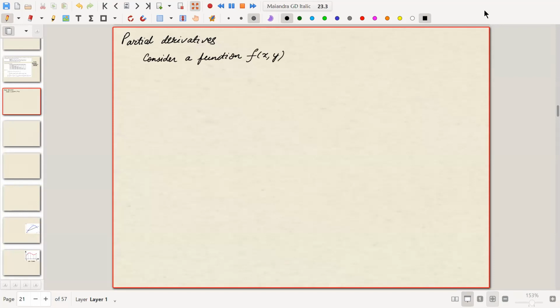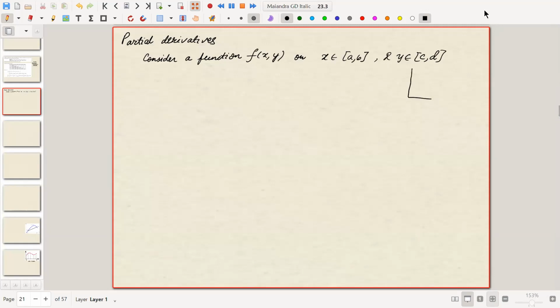Since we are defining the function, it should be defined on a domain where it is defined. So say x from a to b and y from c to d. All right. So now you can visualize that it is on a square grid. Sorry, a rectangular grid.